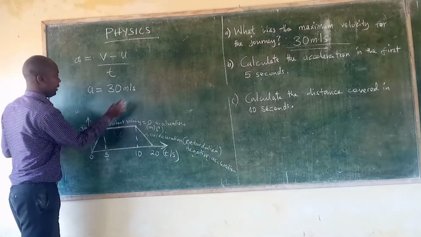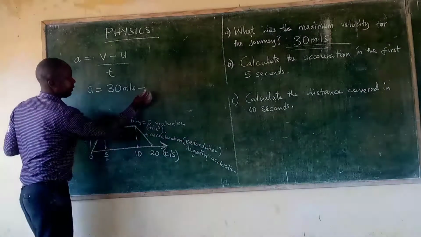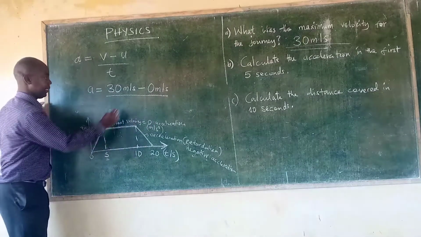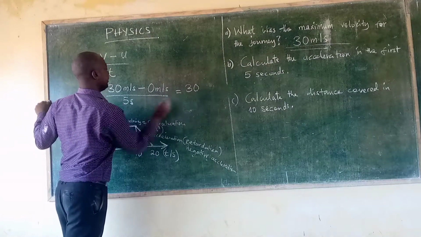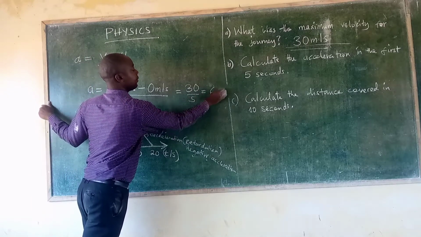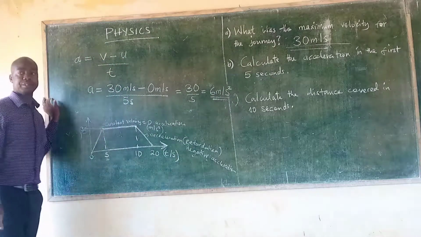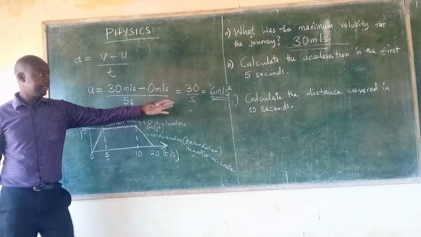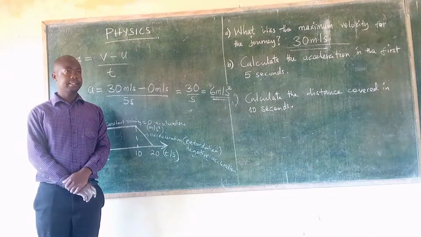30 meters per second minus the initial velocity. The velocity started with 0. Great. So 0 meters over time taken by 5 seconds. So we are going to have 30 over 5. This will give us what? 6 meters per second squared. Don't forget to show this square because it shows that you are talking about acceleration. If you leave this square, you can be penalized. Is that clear?